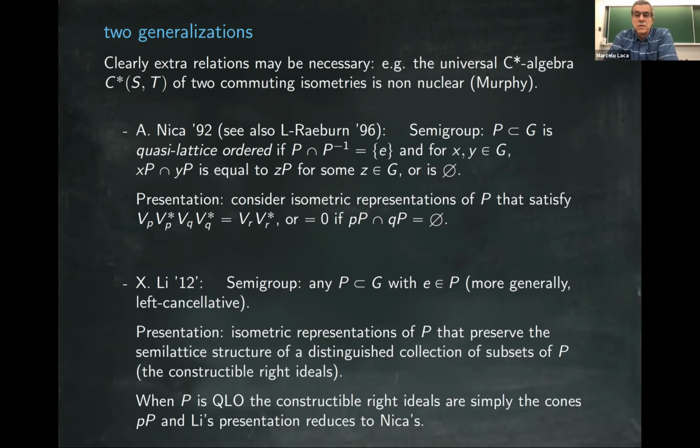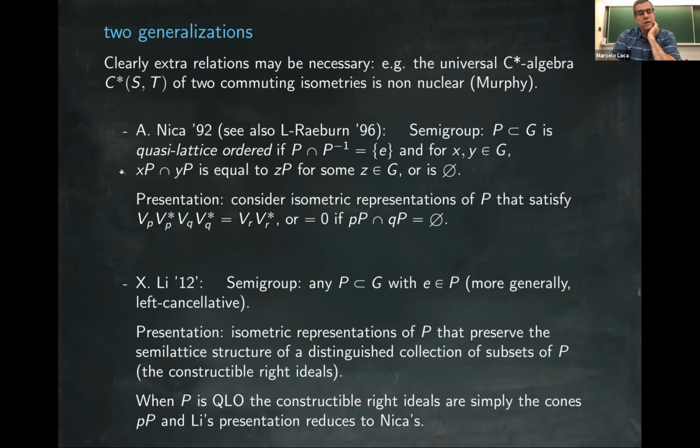The reason is that if you just took the universal C-star algebra generated by two commuting isometries, and you didn't say anything about their adjoints, then the universal C-star algebra of two commuting isometries is a very large algebra. It's a non-nuclear C-star algebra. This was proved by Murphy, I believe, in the late 90s, 97, I think.